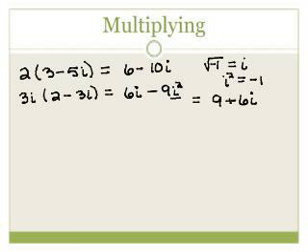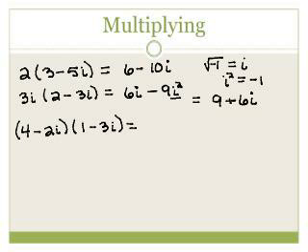Let's say we want to take 4 minus 2i times 1 minus 3i. Well, in this case, we treat it as we would multiplying two binomials. So we've got to double distribute here. We've got to multiply the 4 times the 1, the 4 times the negative 3i, so that'll give us negative 12i. Then we have to take negative 2i times 1, so that's negative 2i. And then we have to take negative 2i times negative 3i. Well, that is plus, negative times negative is a positive, 2 times 3 is 6, i times i is i squared.